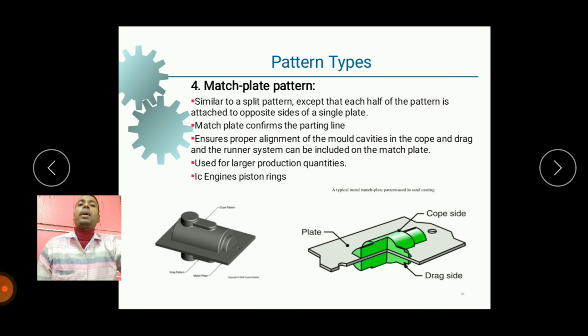Match plate pattern. Similar to a split pattern, except that each half of the pattern is attached to opposite sides of a single plate. The match plate conforms to the parting line and ensures proper alignment of the mold cavity in the cope and drag, and the runner system can be included on the match plate. Used for large production quantities. An IC engine piston is produced by this match plate pattern.